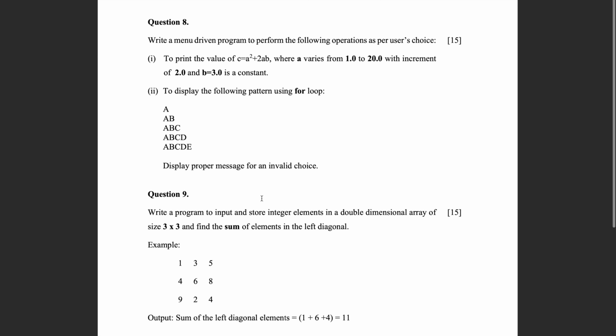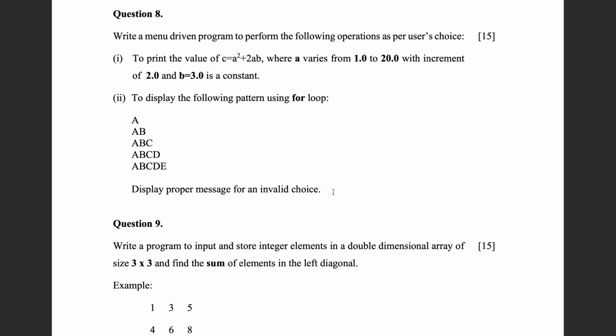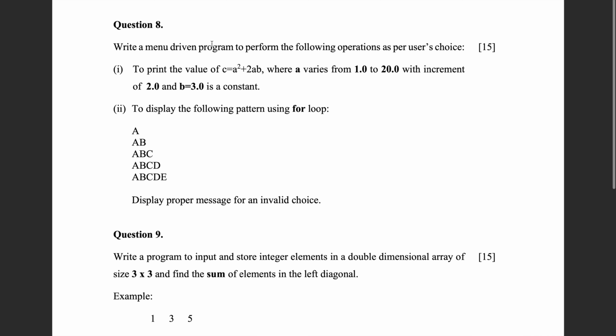Moving on to question 8. So read the question, take a minute, give this a reading. So you have to write a menu driven program to perform the following operations as per the user's choice. So they have two choices, one to print this, two to print this. So you have to first prompt the user to enter one of these choices, the user enters a choice and based on this choice you print either this or this.